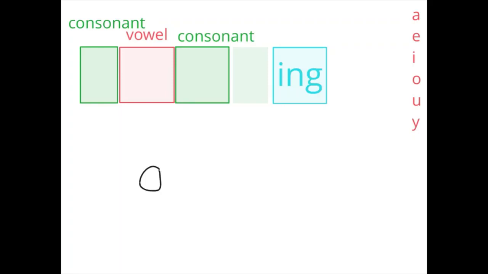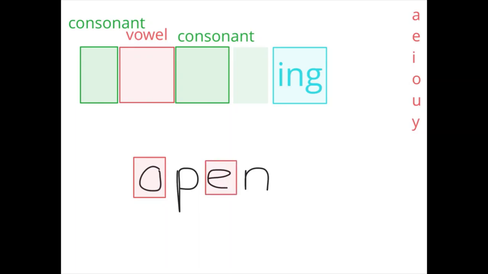Now we are going to try it with the word open. So we look at this word, and first we think about where are our syllables. Okay, so we find our O and our E. Here's our vowels. We have one here, and we have one here. So those are our two syllables. We have to decide, do we divide the syllables here, or do we divide the syllable here?